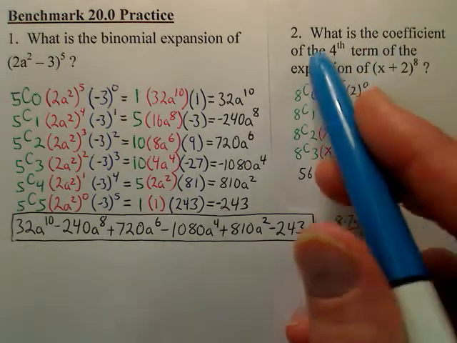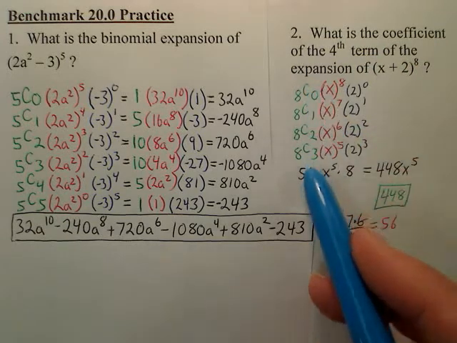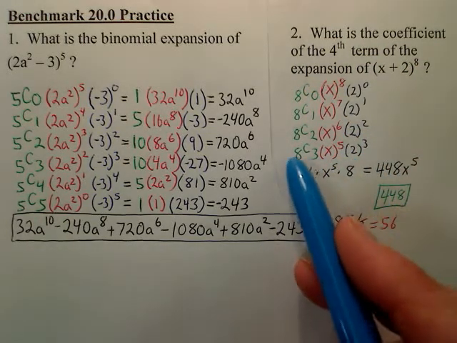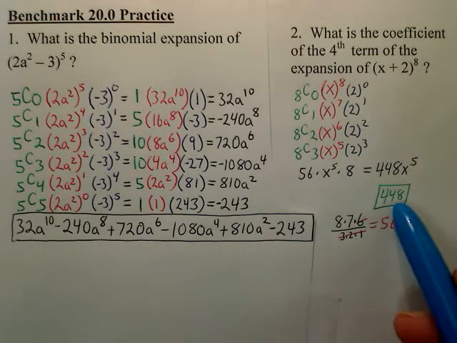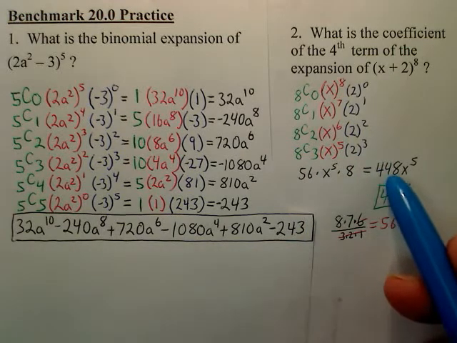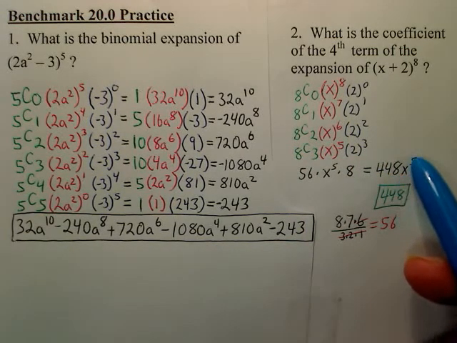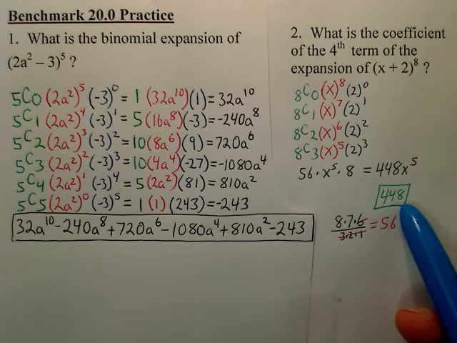This problem right here is a lot easier. This one's just asking for the coefficient of the fourth term. So all I do is go down to the fourth term right here, and all I'm doing is calculating this and wanting the number in front. The answer is 448 x to the fifth, so the answer is 448.